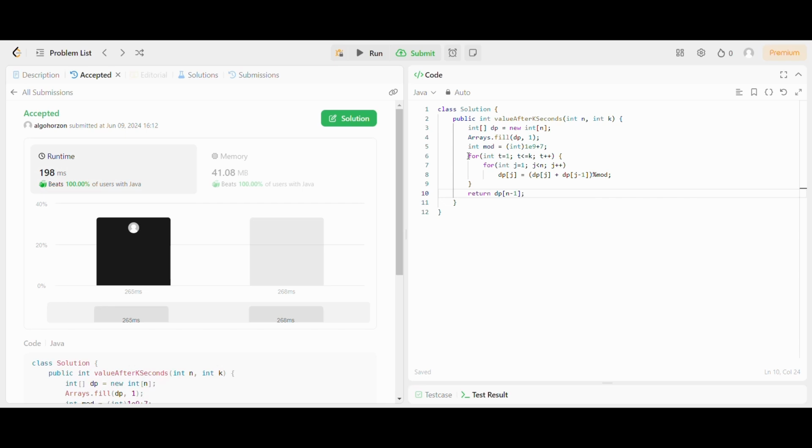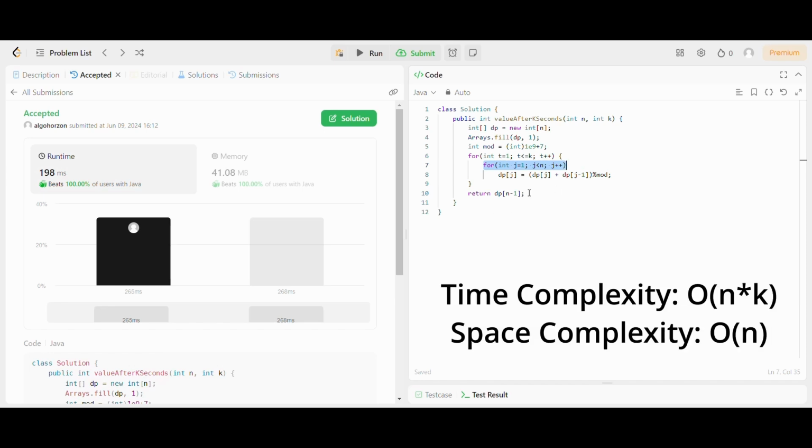So here I'm running two for loops. The outer for loop runs k times and the inner for loop runs n minus 1 times. So I can say the time complexity will be big O of n into k, and I'm declaring an auxiliary array of size n. So the space complexity will be big O of n.